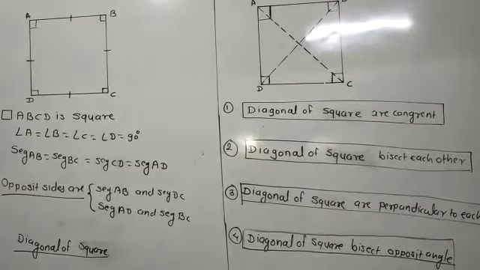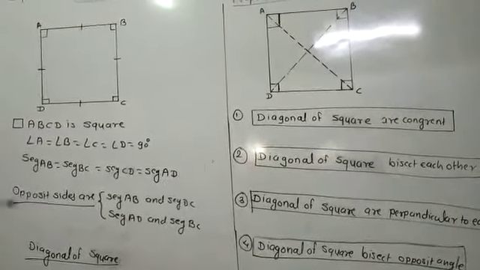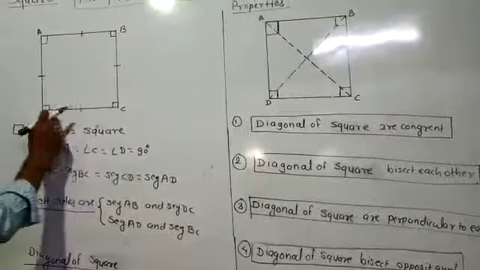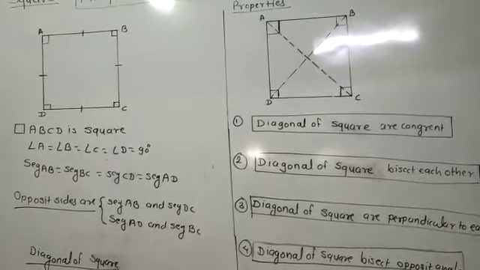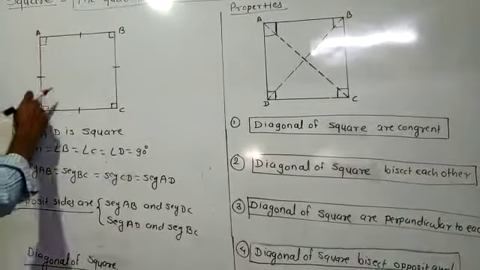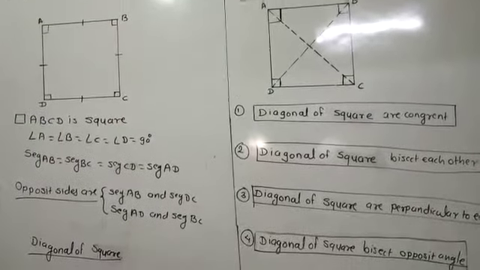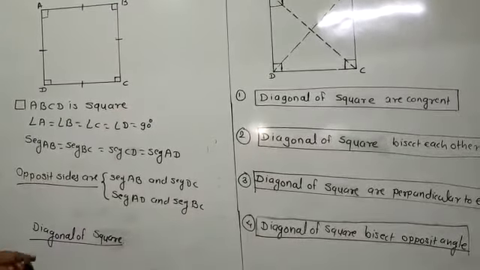Then which are the opposite sides of the square? I will say that segment AB and segment CD are the opposite sides of the square, and segment AD and segment BC are the opposite sides of the square.